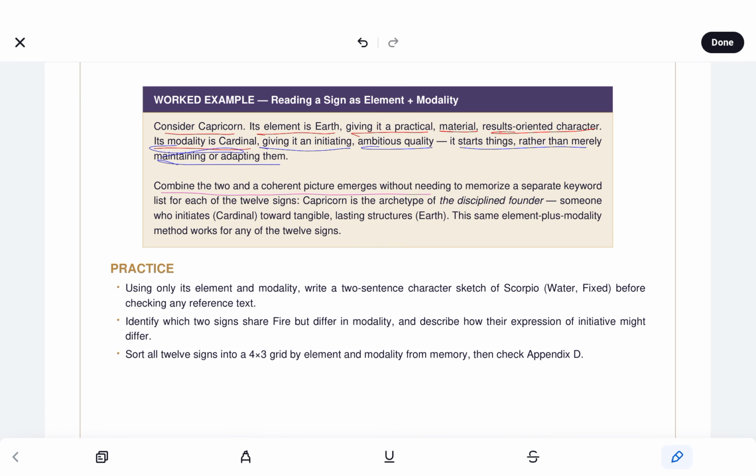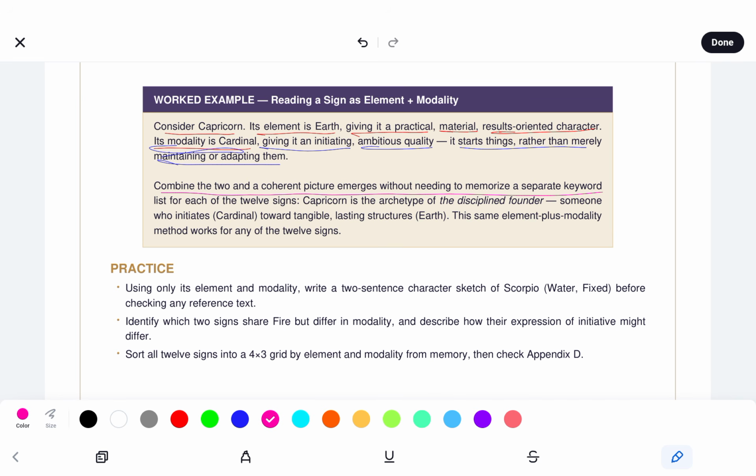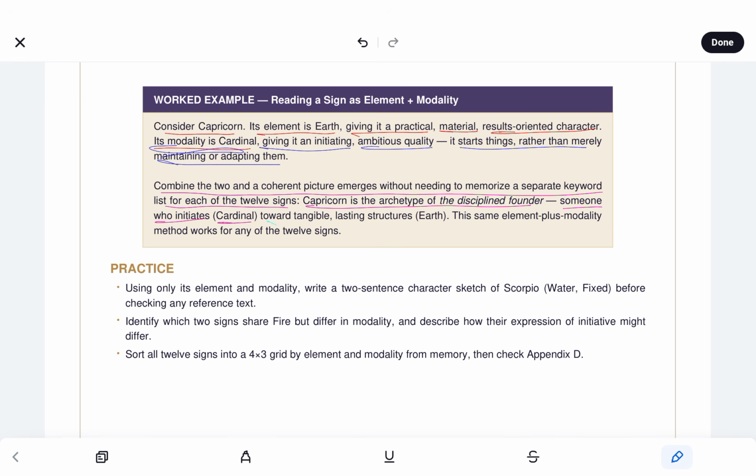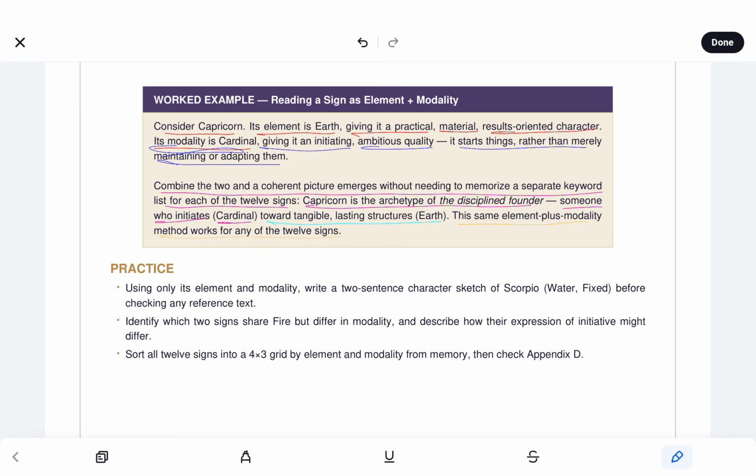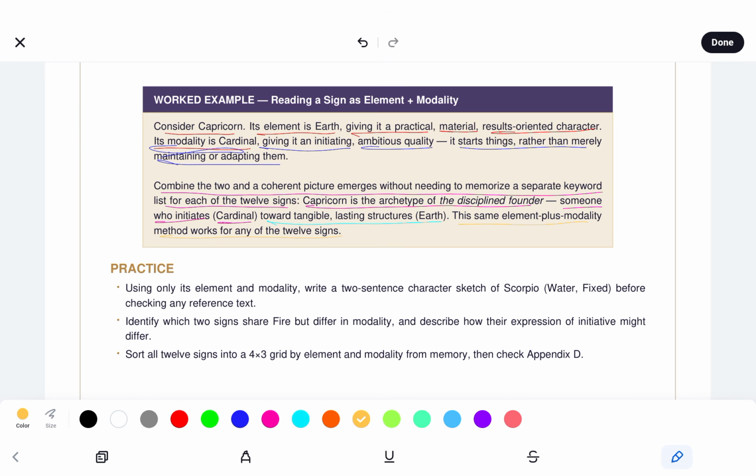Combine the 2 and a coherent picture emerges without needing to memorize a separate keyword list for each of the 12 signs. Capricorn is the archetype of the disciplined founder, someone who's initiating, cardinal, toward tangible, lasting structures, earth. So this same element plus modality method works for any of the 12 signs.